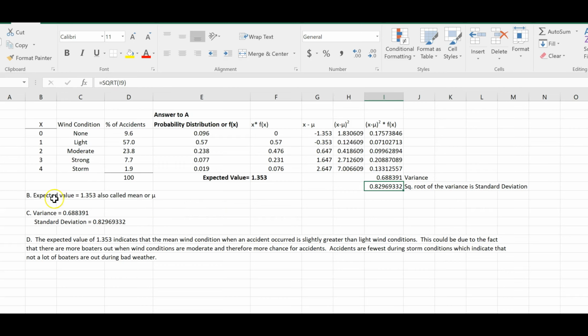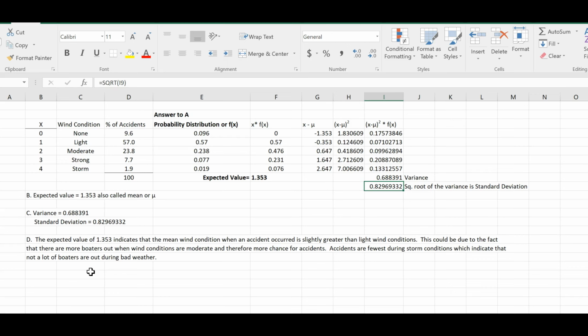So again, that answers our question, the expected value, as well as the C and the D for variance and standard deviation. And then finally for D, it says, since the expected value of 1.353 would indicate that the wind conditions when an accident is most likely to occur would be slight to moderate, somewhere in that range.